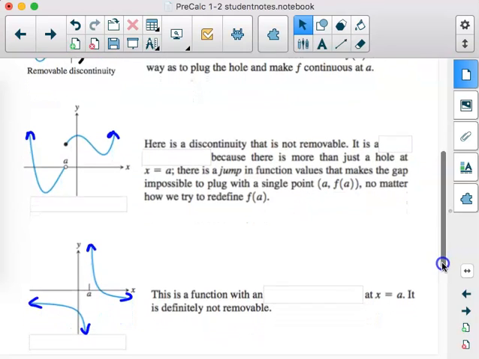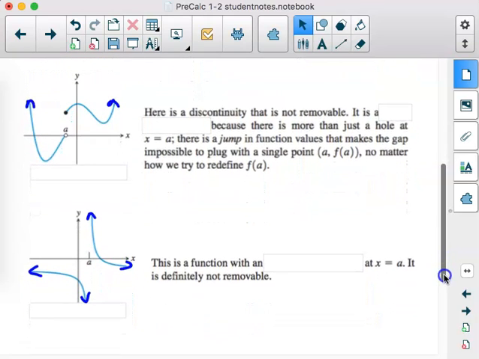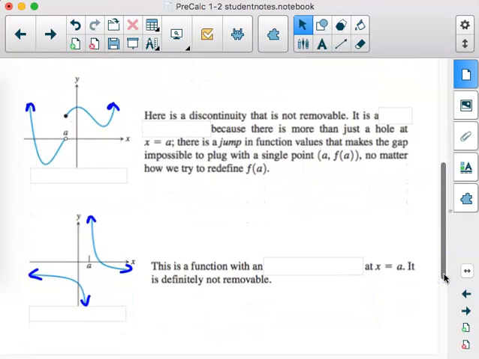This one. Uh-oh. That is not just a hole. That is a break in the graph at x equals a. That is trouble. That's called a jump discontinuity. So here is a discontinuity that is not removable. It is a jump discontinuity for obvious reasons.